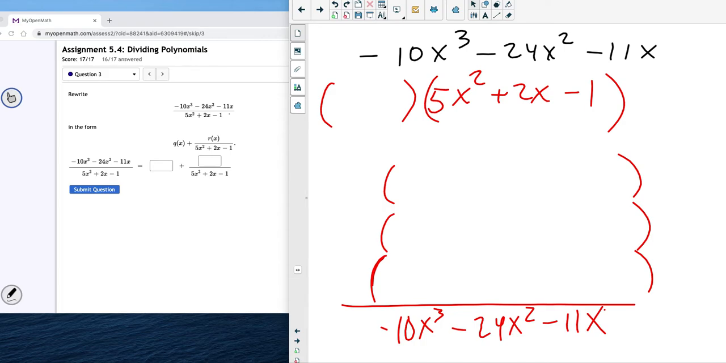All right, class, here we go. This is number 3 in the homework. This is the setup, okay?